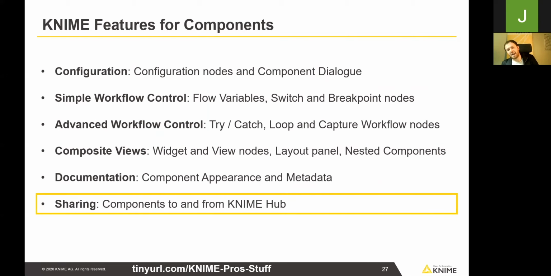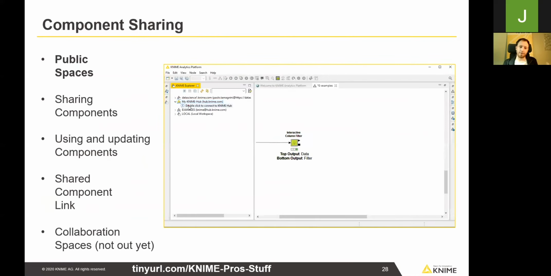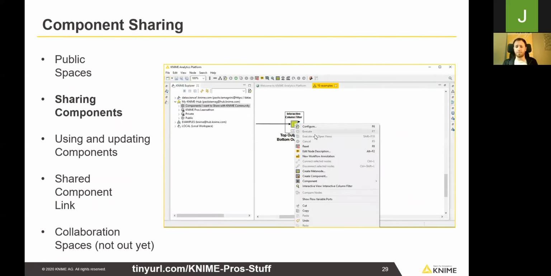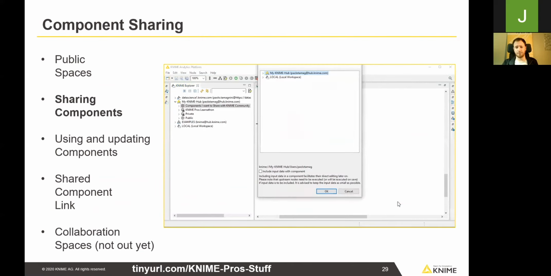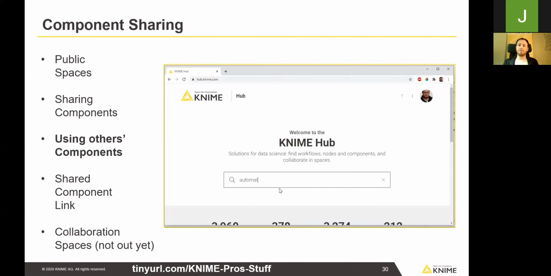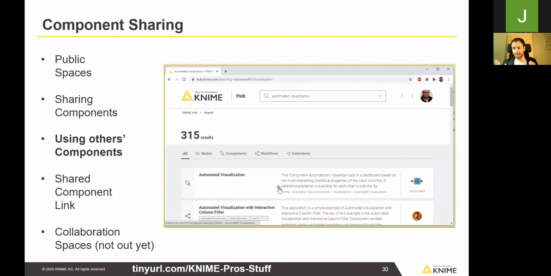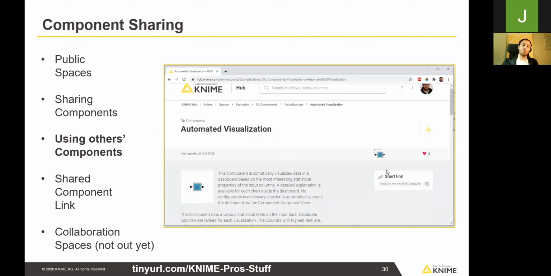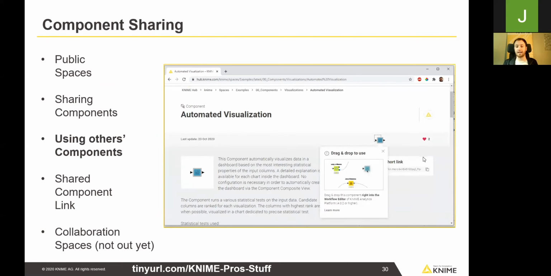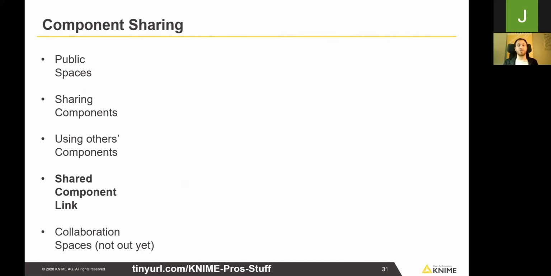All right, this part I already covered is about sharing components to and from KNIME Hub. So the idea is that you can create public spaces, like I showed you before in the demo. It's all about right-click, create new space. The idea of sharing components is by going to component, share, and you share it with the community. The idea of using other components: I really like the automated visualization component because it automatically visualizes anything for you. And again, you can drag and drop it directly in your workflow.